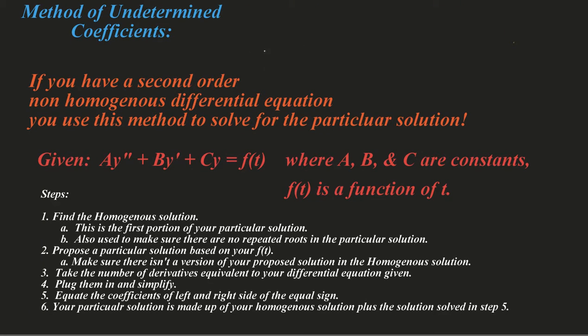Today we're going to be looking at the method of undetermined coefficients. So if you've got a second order differential equation that looks like this one here, in which we have a, b, and c as constants and f of t is some function of t, there's a specific order that you must go about to find what the particular solution is. And here are the steps.